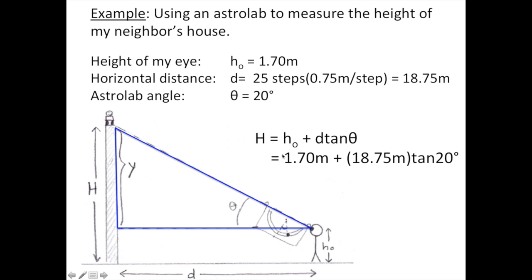The next step is to substitute my values and calculate. So here's the height of my eye, h0. Here's the horizontal distance, d. And here's the tangent of the angle reading on the Astrolabe. And calculating that out, I get that the height of the neighbor's house is 8.5 meters.